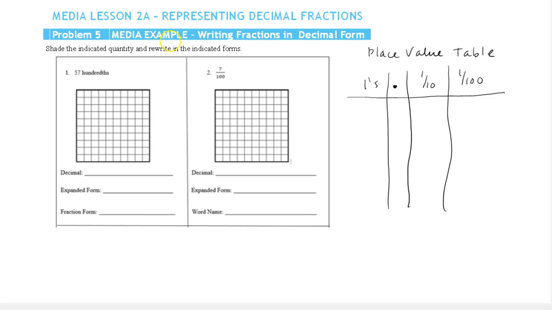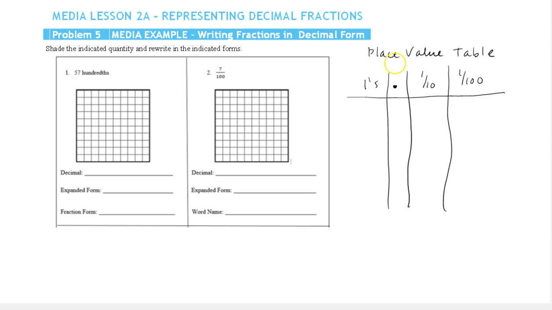In this example, we're going to learn to write fractions in decimal form. Decimal form is a special notation based on place value that we use to write decimals, which are fractions with denominators that are powers of 10.